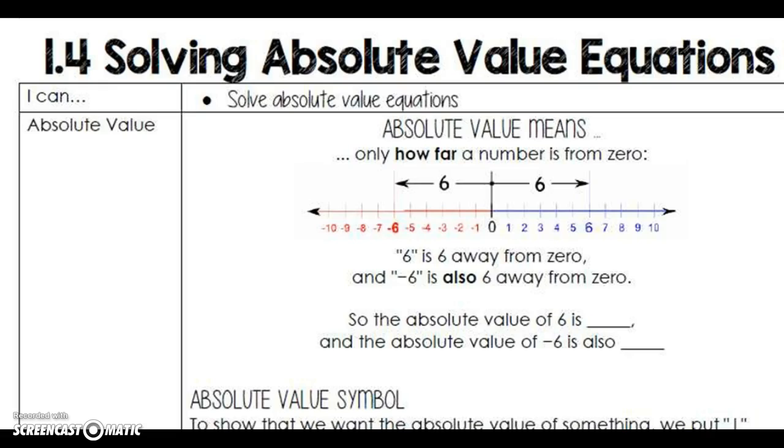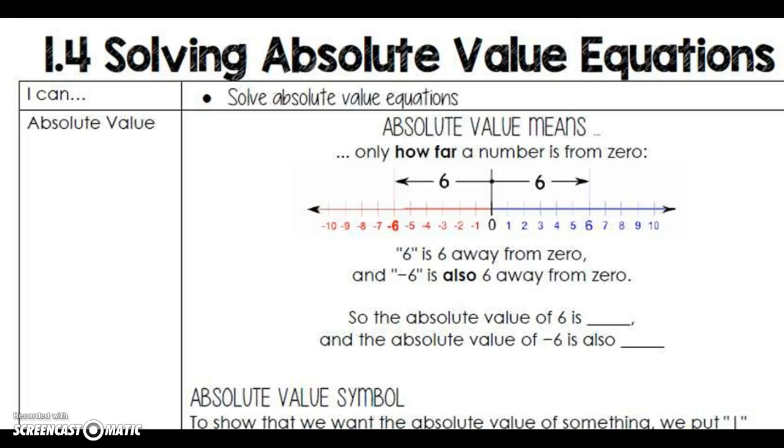With absolute value, the idea is to think of it as a distance. How far away are we from 0? So if we think of the number 6, we could be at positive 6, or we could be at negative 6. They're both 6 units away from 0. So the absolute value of 6 would be 6. And the absolute value of negative 6 is 6. Because again, it's the distance you are away from 0.